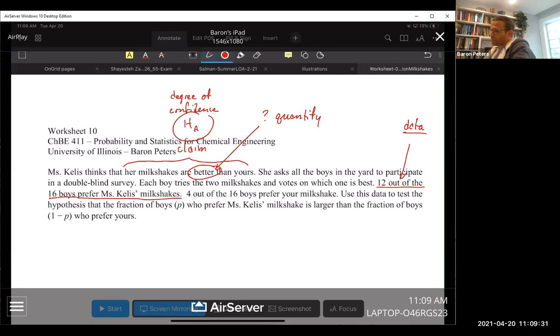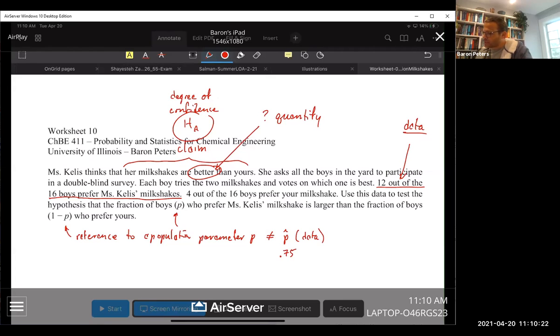So we're going to use the data to test the hypothesis that the fraction of boys who prefer Miss Keyless's milkshake is larger than the fraction of boys who prefer yours. Notice here that we have reference to a population parameter P. This population parameter P is not the one in the sample. We took a small sample, this is our data, and we can estimate the fraction in our small sample: 12 out of 16, so according to our data this would be 0.75.